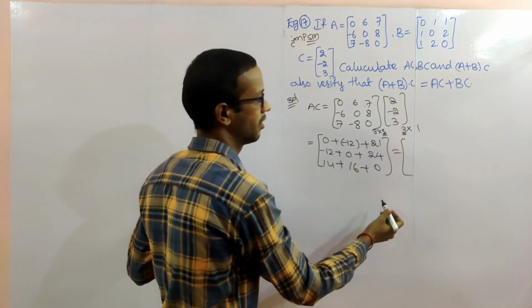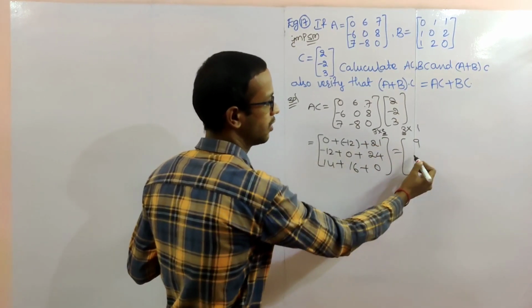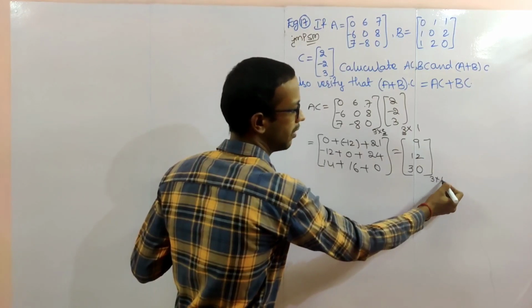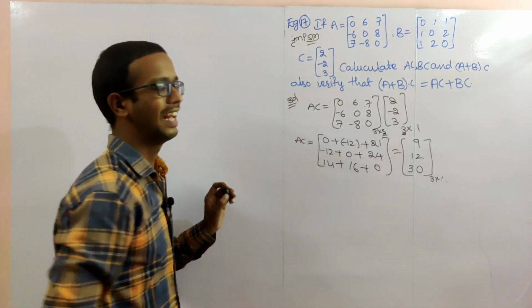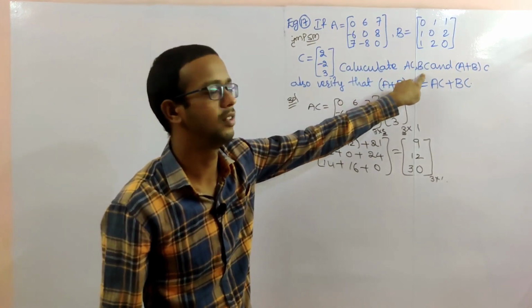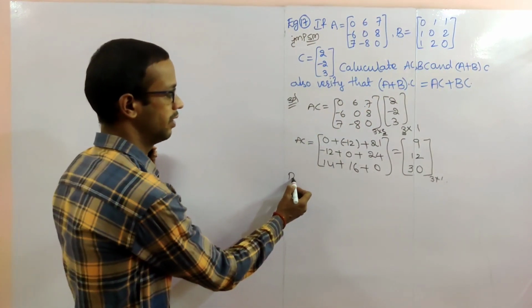So the AC matrix is here: 9, 12 and 30. So we got a 3 by 1 result. This is AC, so AC is completed. Next, what do we have to find? BC we have to find. So what is the BC?